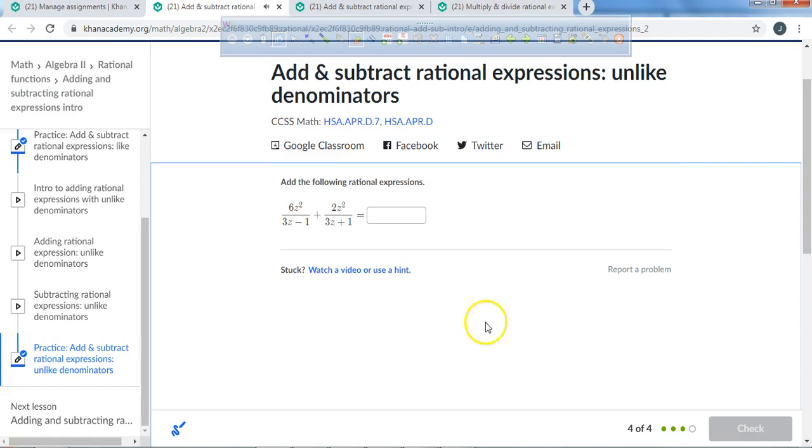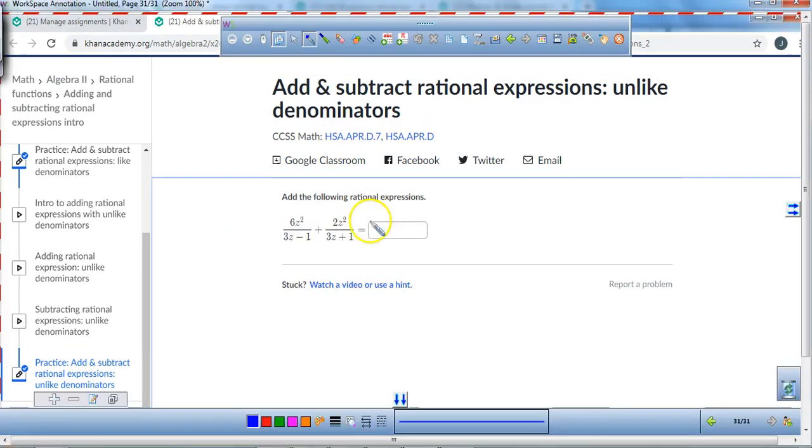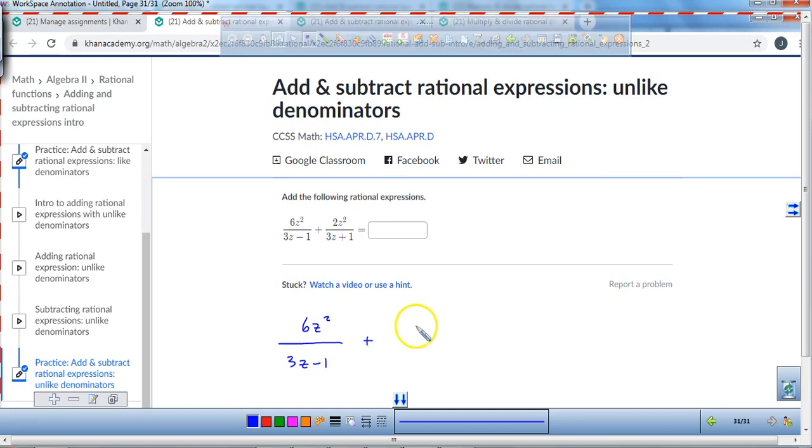All right, we'll do one more. Oh, this is kind of tricky. It looks like it has a common denominator, but it does not. These are different denominators right here. Look at them being all sneaky. All right, 6z squared over 3z minus 1 plus 2z squared over 3z plus 1.